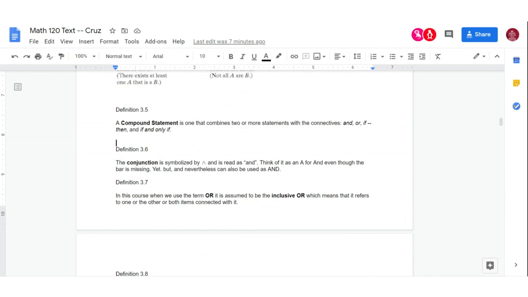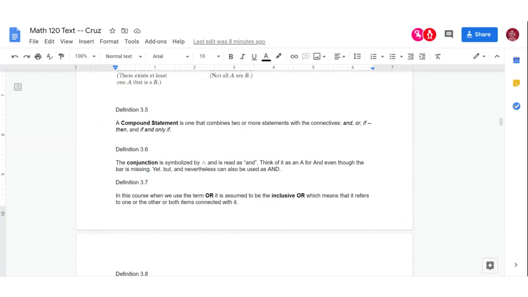Now, the way that I remember that this goes with and is because and starts with an A, and this looks sort of like an A with just the little crosspiece missing. And then in English, there are a couple of other words that really mean and, though we don't really think about it. But means and. Yet also means and. Nevertheless also means essentially the same thing as and. So just remember that's really the only connective that has multiple words that translate as and, and we'll look at some in a bit.